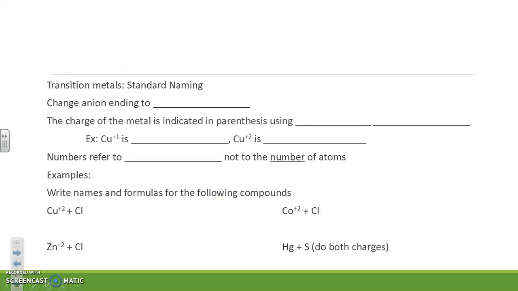Okay. All right, well, what if we have transition metals? There's a couple different ways that you can name a transition metal. There's the new way and there's the old way. The new way, or the standard naming, you're going to take the anion, which is whatever the negative ion is. You're going to change the end of it to -ide if it's an element. The charge of the metal will be indicated in parentheses using Roman numerals.